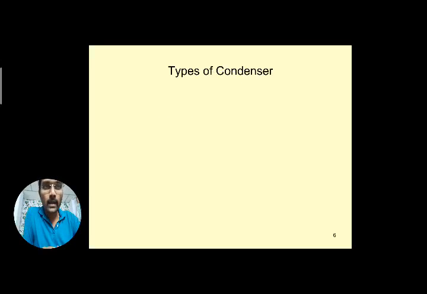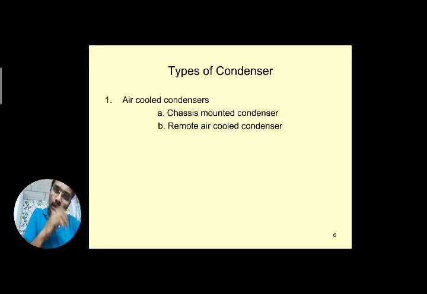Next, this is regarding what the condenser is and what the function of a condenser is. Next, we move on to discuss the condensers elaborately. Before that, we will see the types of condensers. The types of condensers depend on the cooling medium taken here. For air cooled condensers, when the cooling medium is air, the constructed condensers are basically divided into two types: the chassis mounted condenser and the remote air cooled condenser.